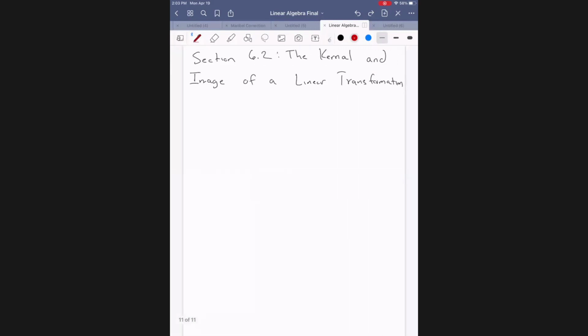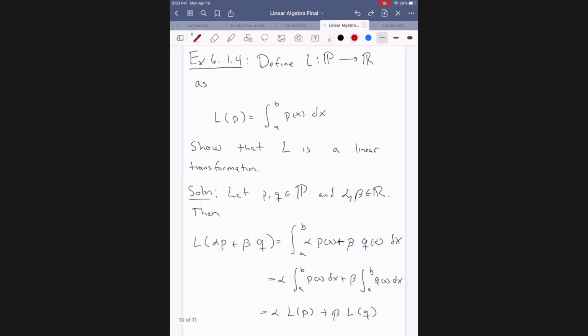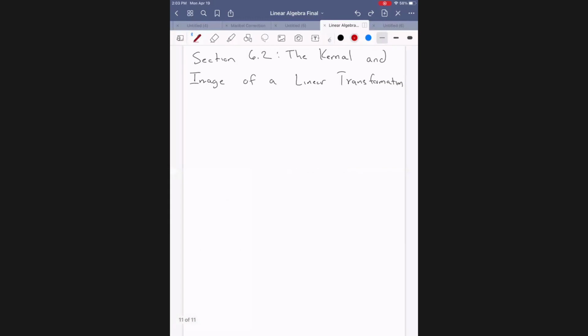And then we talked about the integral as well, right? The integral is also a linear transformation. Okay, now let's talk about something called the kernel and the image. So this is the analog of what is the null space and the column space for a matrix.